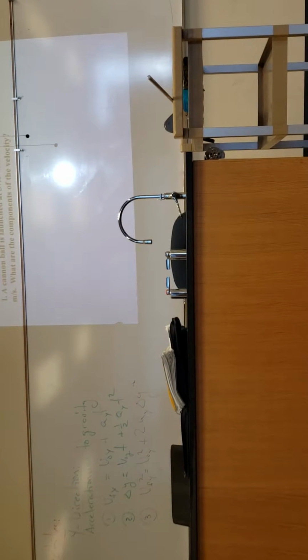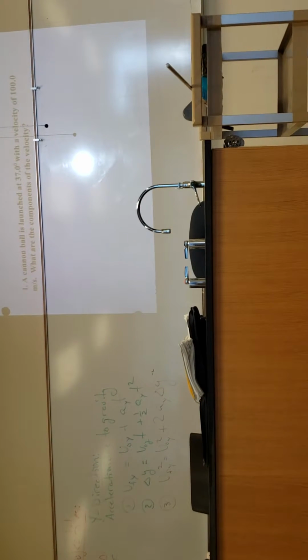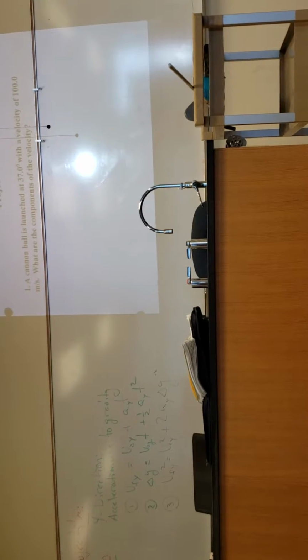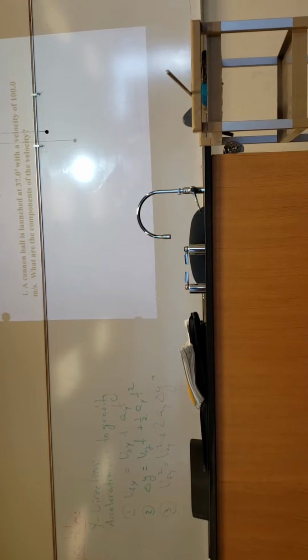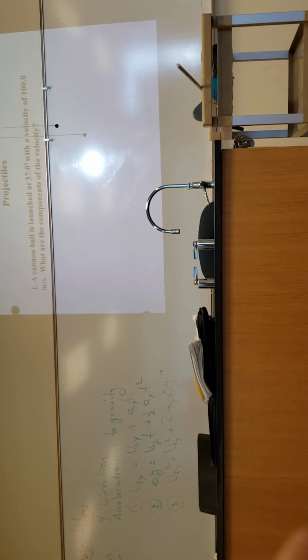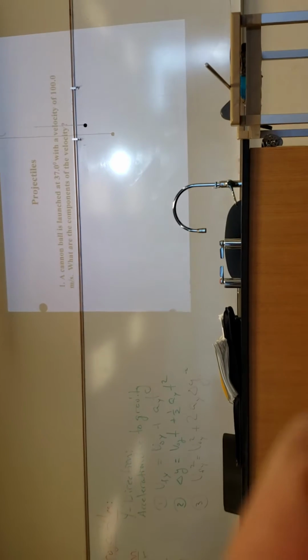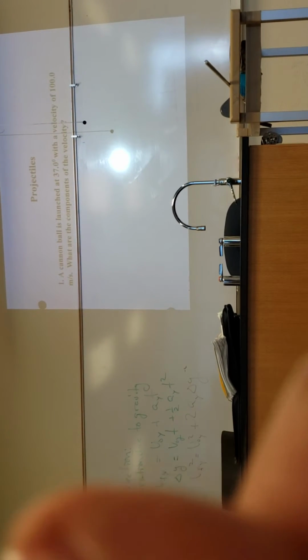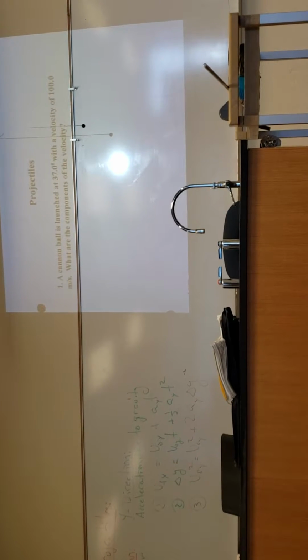A cannonball is launched at 37 degrees with a velocity of 100 meters per second. What are the components of the velocity? There's no physics here, other than that your analysis has to use the components. These are component equations. 100 meters per second never goes into any of these kinematics, because it's not a number in the y direction or in the x direction.